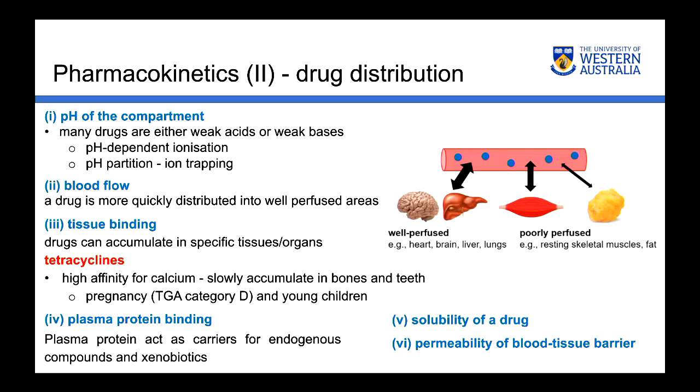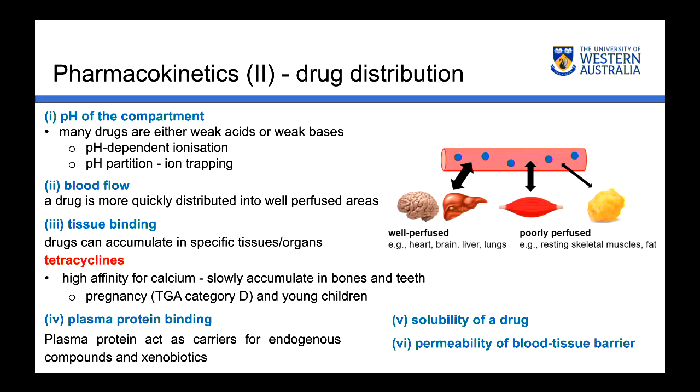Now, tissue binding. I talked about how drugs can potentially accumulate in certain tissues and organs. One example I would like to mention here is tetracyclines. These drugs bind calcium with high affinity, and therefore they tend to accumulate in bones and teeth.